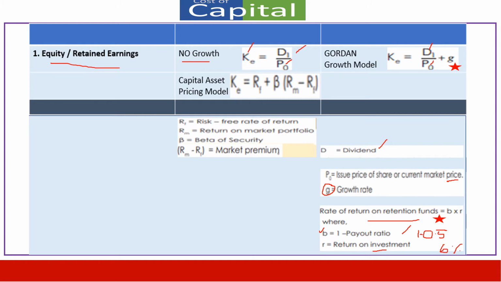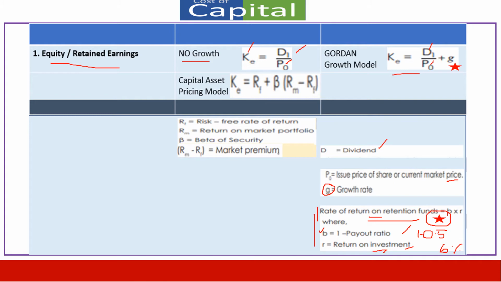That becomes the G. We have to specifically understand there is a specific significance for G when we are calculating cost of retained earnings. The formula remaining the same, G has to be derived if it is not given, by using B into R. B is 1 minus payout ratio, R is return on investment expected by the shareholders.